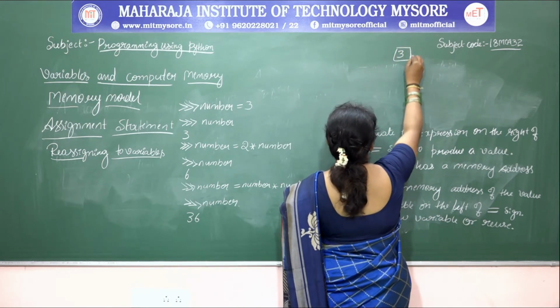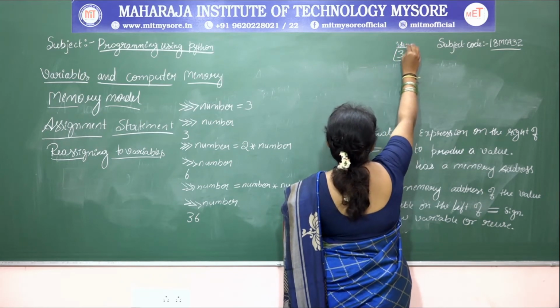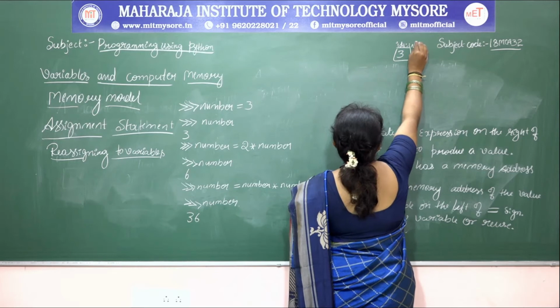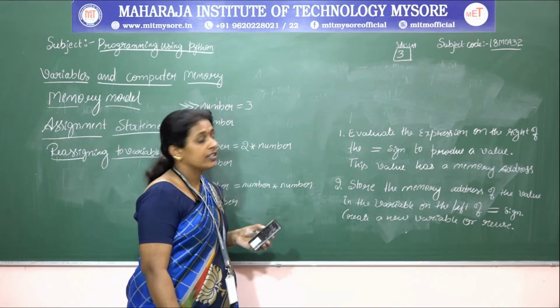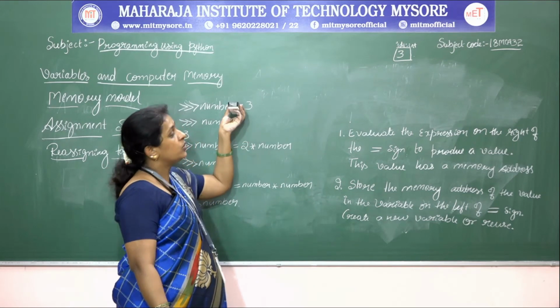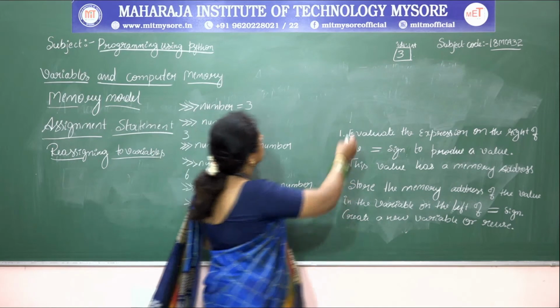Okay, for this it will create a memory called IDE1. It is of type integer. Okay, means the object has been created. So after that I need to assign this address to a variable called number.